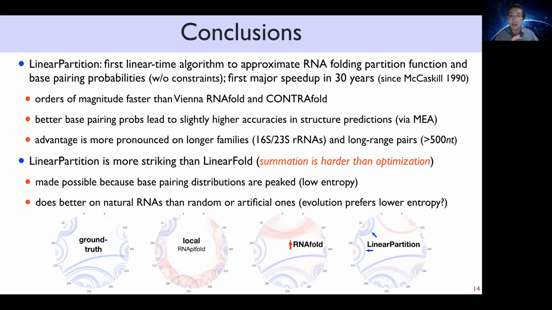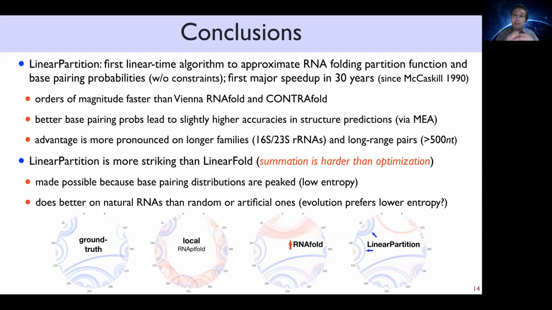Okay, to conclude, linear partition is the first linear time algorithm to approximate RNA folding, partition function, and base pairing probabilities without any constraints on the pair length. This is the first major speed up in partition function in 30 years. It is orders of magnitude faster, of course, but more importantly, it produces better base pairing probabilities, which can lead to slightly higher accuracies in the downstream structure predictions via the MEA algorithm.